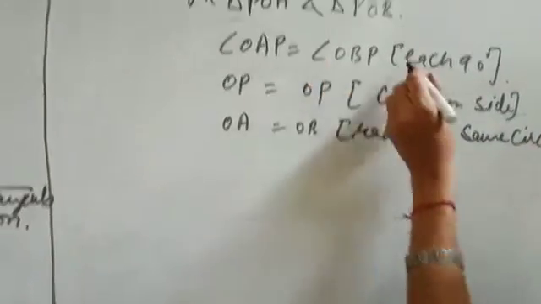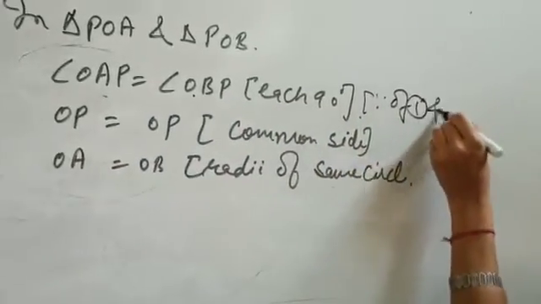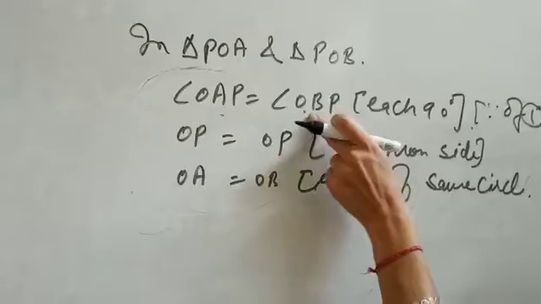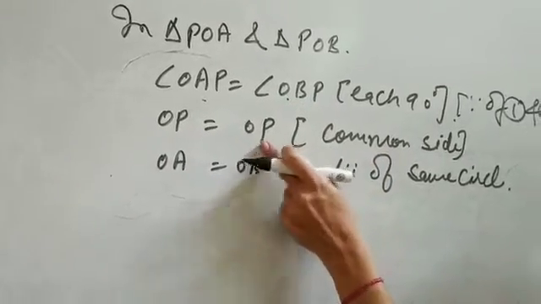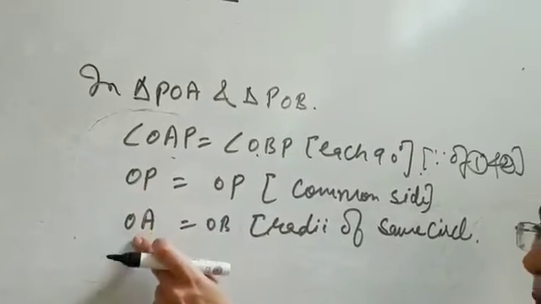So we have used here that both angles are 90 degrees, as we proved in the first and second parts. OP is the common part, and OA is equal to OB. So one is the right angle, a hypotenuse and a side.